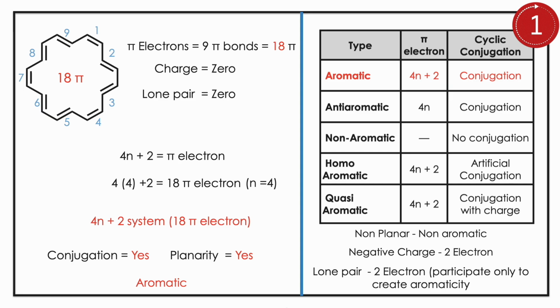Conjugation is definitely there. Planarity is definitely there because of all sp2 carbons. So 4n plus 2, conjugated, planar means the given annulene is aromatic.